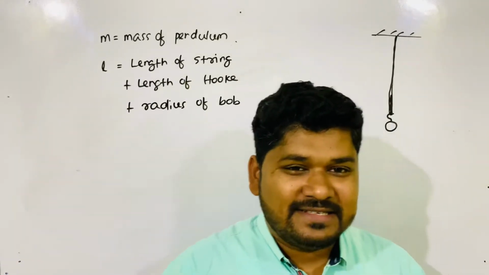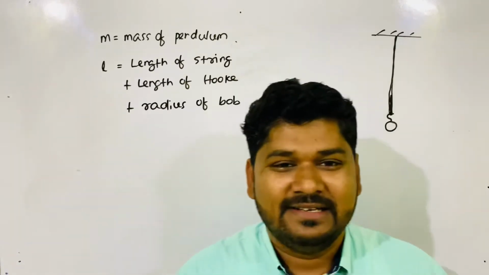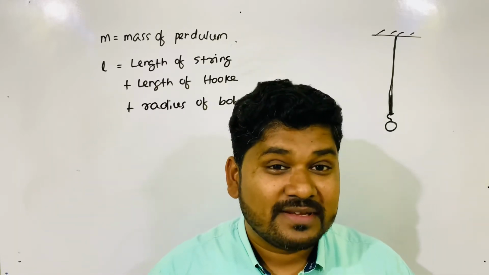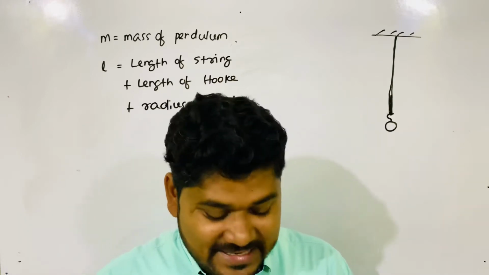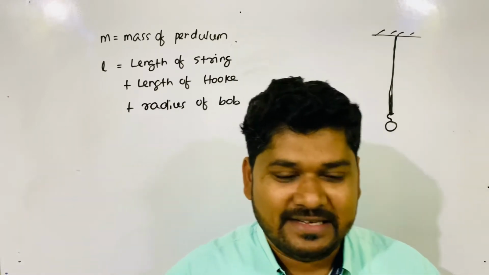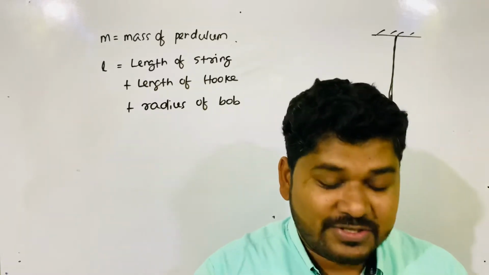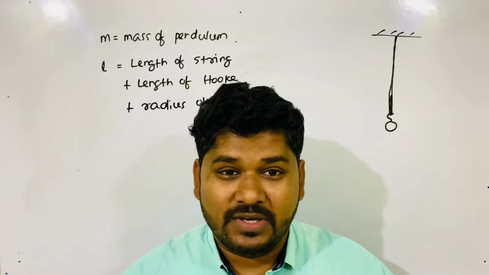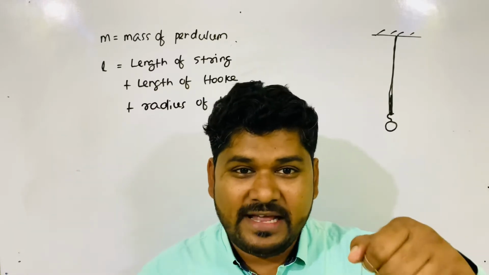Why is it the radius? Why not the diameter? Because distance is measured up to the center of mass. Distance is always measured from center of mass to center of mass. So it's the radius. In the practical lab also, you have to calculate the time period of a pendulum. I'm telling you how we'll do it. In the practical lab, how will we find the length?